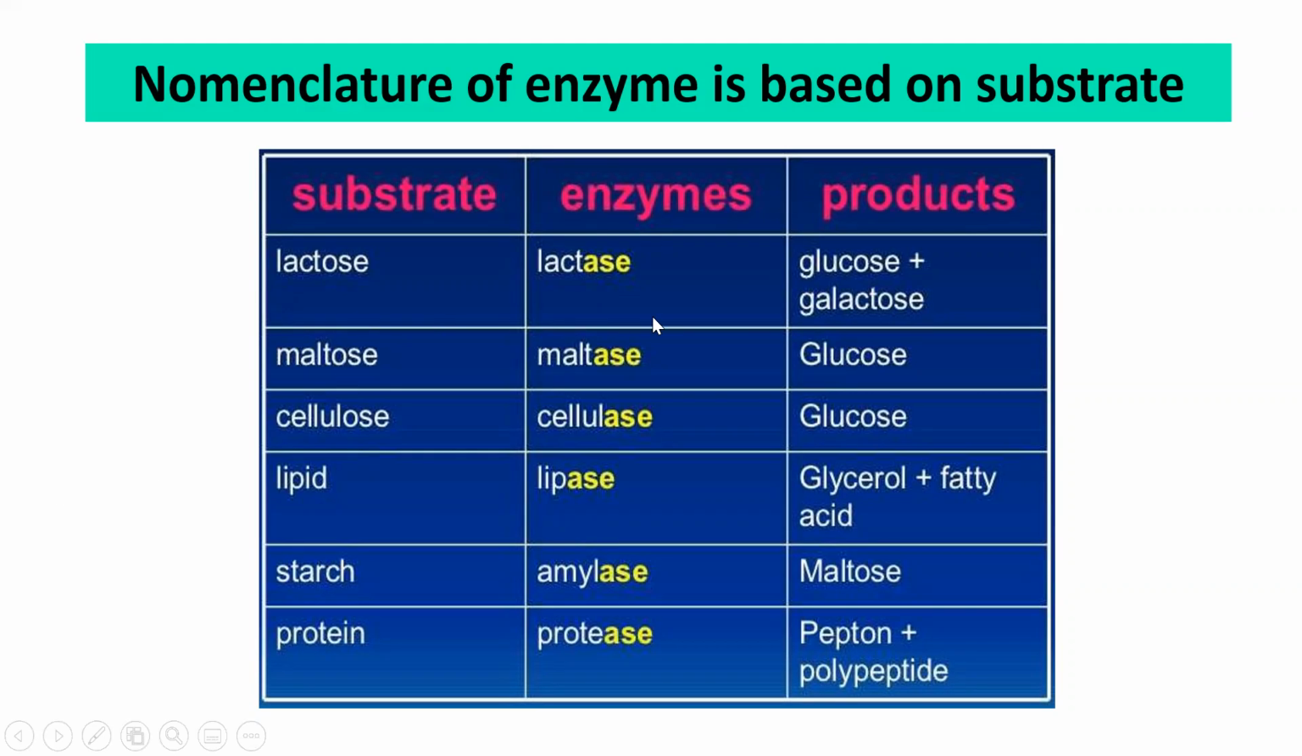Lactase enzyme makes glucose plus galactose. This is what we did in module 2. Maltase makes glucose, cellulase makes glucose, lipids. Module 3, lipase converts lipids into glycerol plus fatty acids. And starch is converted by amylase to maltose, and so on and so forth. So this is what enzyme nomenclature is based on. So next time you see an enzyme, you can say, I kind of know what it might be acting on. If it's a hydroxylase, it acts on hydroxyl groups.